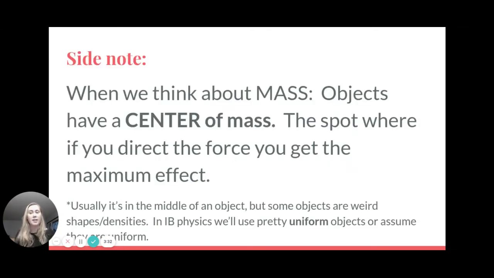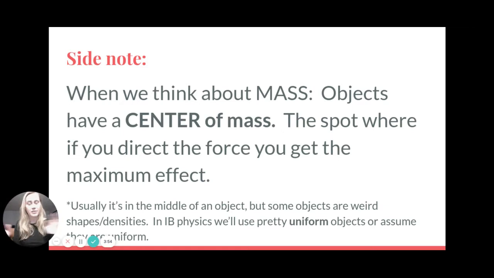Side note, I said the center of masses. When we think about mass, objects have what we call a center of mass, the spot where if you directed your force, you would get a maximum effect. So for example, if I have a book, right? If I tug on the corner, it doesn't do much. But if I tug on the middle, it does a lot. And so the center is where you want to be dealing with.